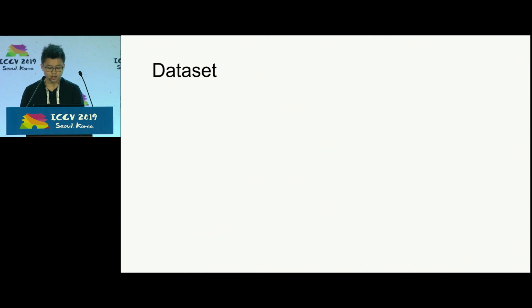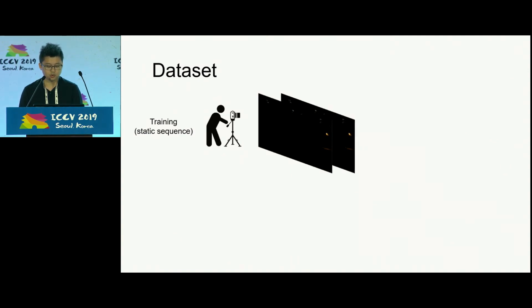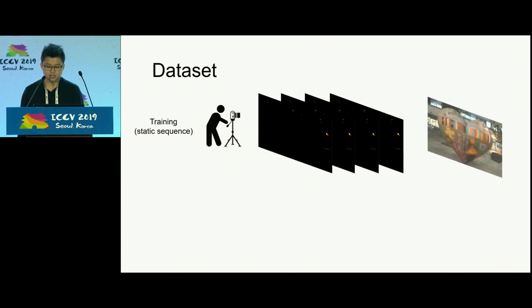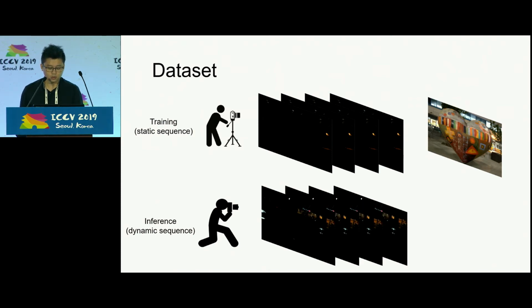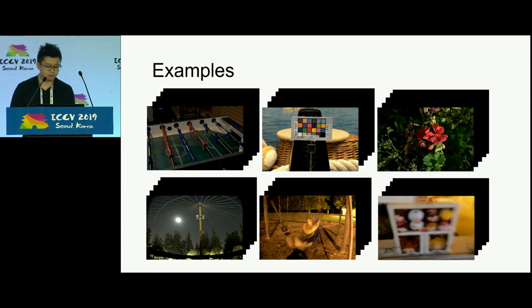To address this challenge, we build a dataset with static and dynamic videos. In the static videos, the camera doesn't move and the scene is static, so that we can obtain a ground truth video by simply taking the average of all the frames. In the dynamic videos, the camera can move and the scene is dynamic. There are no ground truth high-quality videos for dynamic environments. Here are some static and dynamic videos we capture in the dataset.